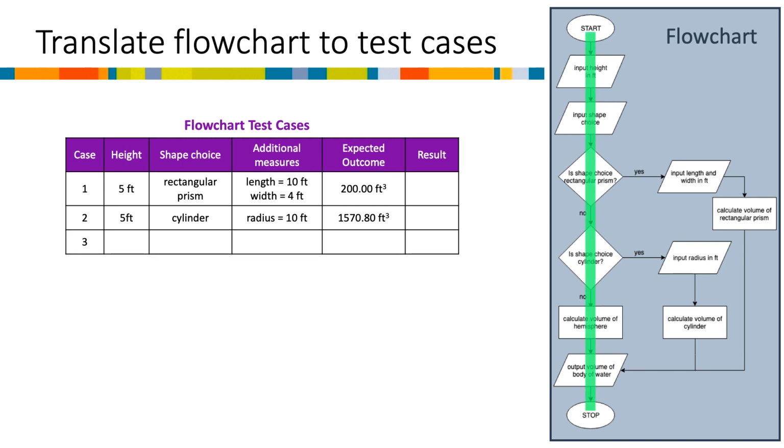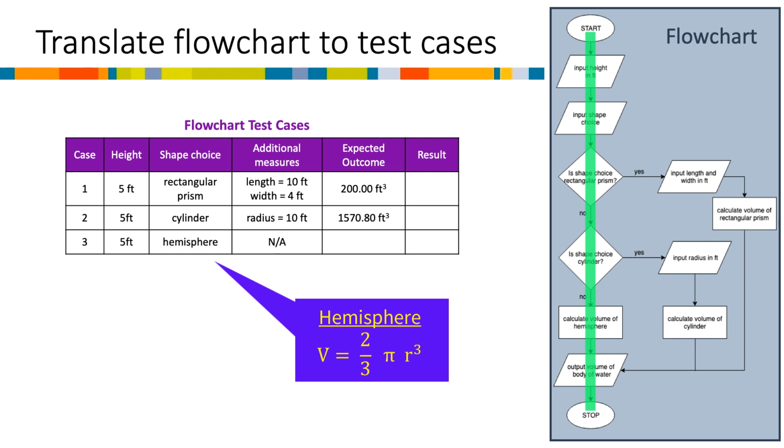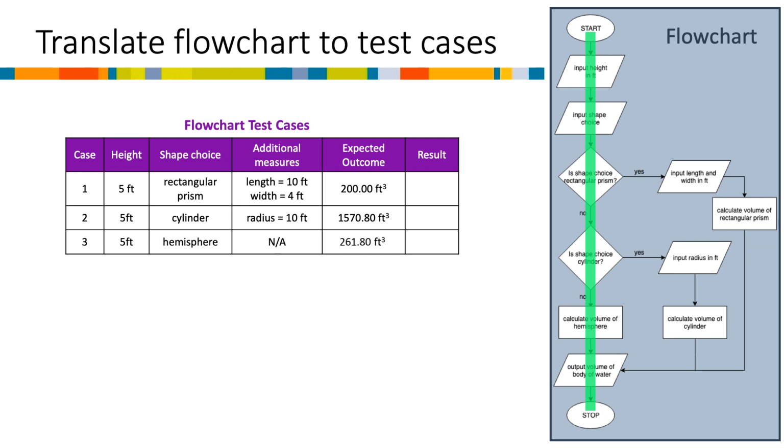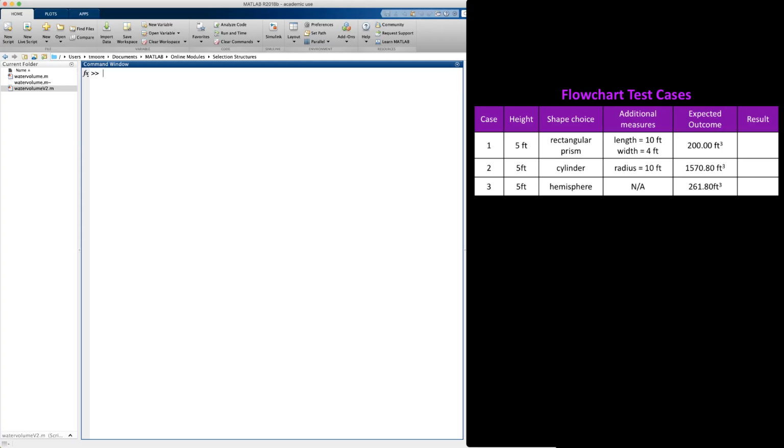The last path is if we answer no to both rectangular prism and cylinder. Again, let's set height to be 5. The shape choice is hemisphere. There are no additional measures, and 2/3 pi r cubed gives 261.8 feet cubed. Let's run the code with these different test cases and track the outcomes.